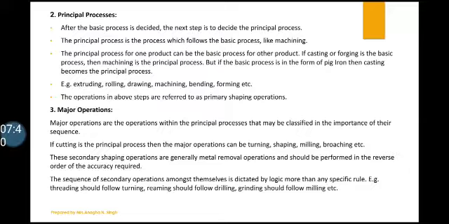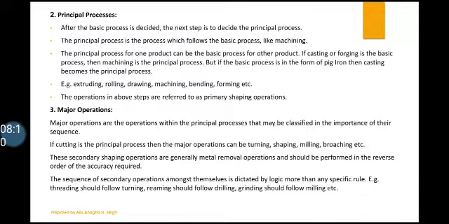The principal process for one product can be the basic process for another product. If casting or forging is the basic process, then machining is the principal process. But if the basic process is in the form of pig iron, then casting becomes the principal process. Examples: extruding, rolling, drawing, machining, bending, forming, etc. The operations in the above steps are referred to as primary shaping operations.